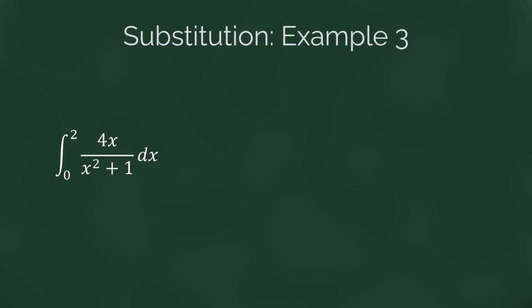Let's take a look at one more example. Here we have a definite integral from 0 to 2 of 4x over x squared plus 1. We're going to do the same thing. We're going to look for a function in here whose derivative or a multiple of the derivative also appears. We can see that the derivative of x squared plus 1 sits inside of there if we manipulate it a little bit. So we'll let u be x squared plus 1.